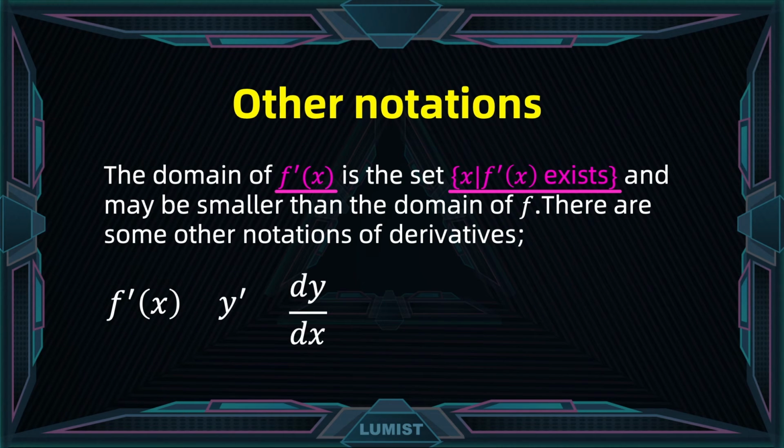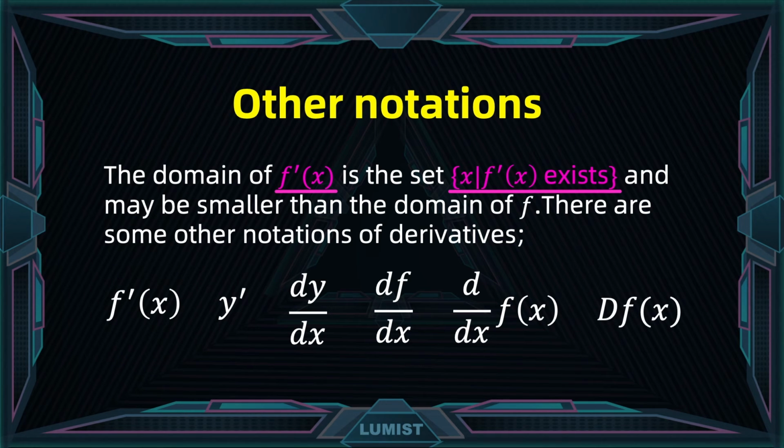which means the derivative of the function y with respect to the variable x, which is important because we're going to talk about implicit differentiation and how this could be useful later. Then you have d f over d x, you have d of f of x over d x, and you have d of f of x. The symbol d and d over d x are called differentiation operators.